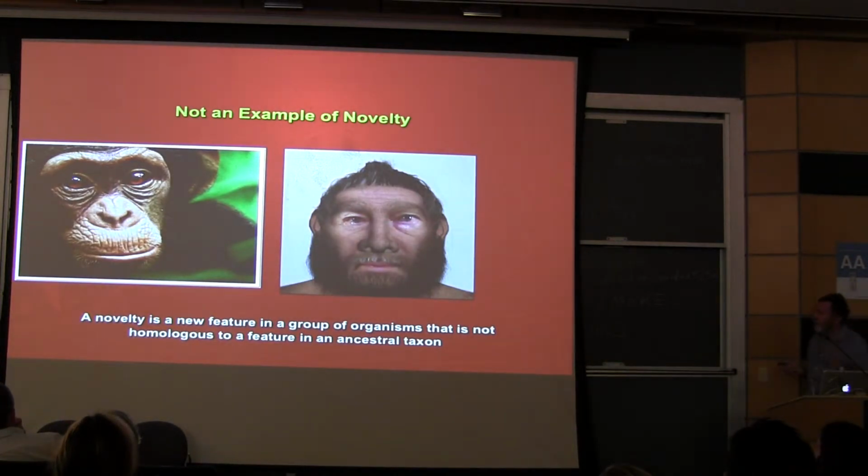Okay, this is not an example of novelty. This individual has all of the features that were present in a close ancestral relative, the chimpanzee. So this is not an example of novelty, because a novelty is a new feature in a group of organisms. It isn't homologous to a feature in an ancestral taxon. These features are all modified from the ancestor, but not novel.